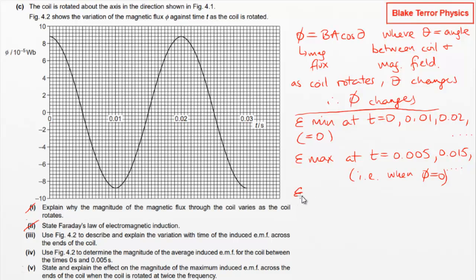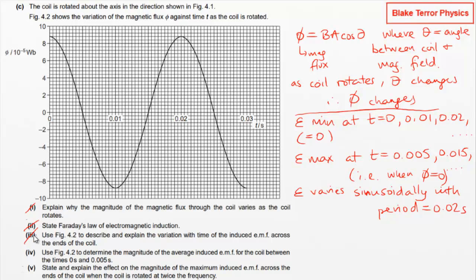We can say that E varies sinusoidally with period. What is the period of this? 0.02 seconds. So just pick out some key things like this. So you're saying where is a minimum, where is a maximum, how it's varying. So put in something to do with period or frequency, and then you'll be fine.